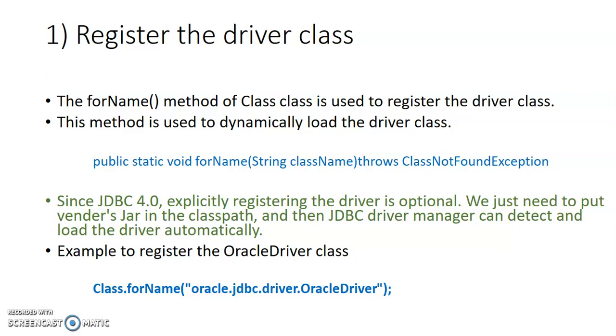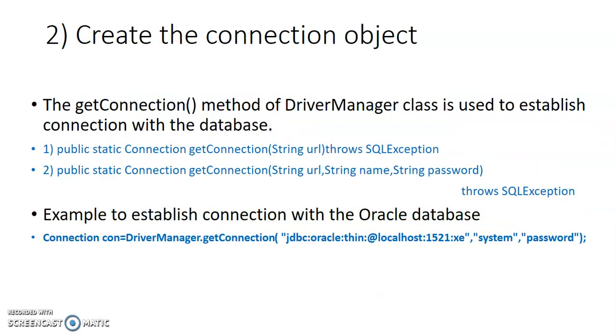Now moving to the second point, which is to create the connection object. We have registered the driver class. Second, we need to establish the road. We need to create the connection object. The getConnection method of the DriverManager class is used to establish the connection with the database. Check out, there is a DriverManager class in the JDBC API. This class contains one method called getConnection, and this getConnection method is used to establish the connection with the database.